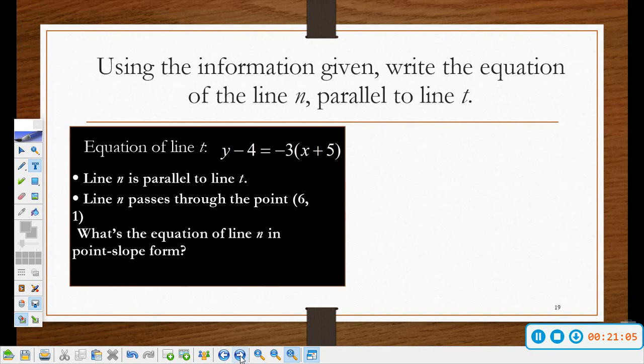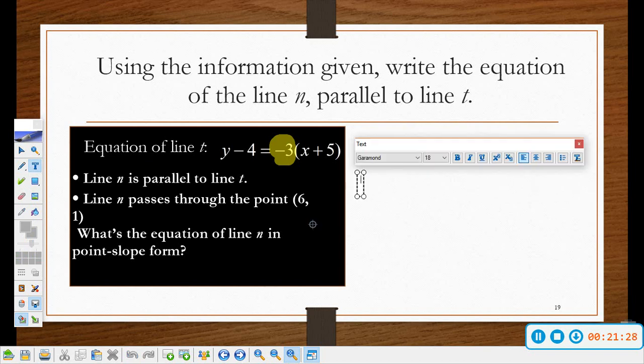Okay, here's the equation of line T. Using the information, write the equation of line N parallel to T. So what's my slope this time? The slope is right here, so it's 3. N is parallel to T, so let's write that equation. We're doing it again in point slope form. So y minus 1, because 1 is my y value still, equals, this time, negative 3 times x minus 6.